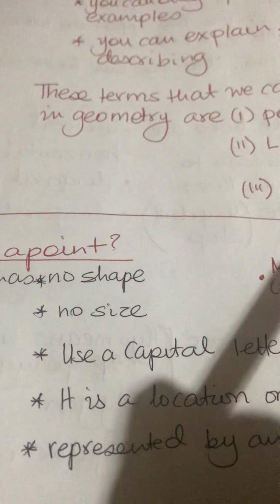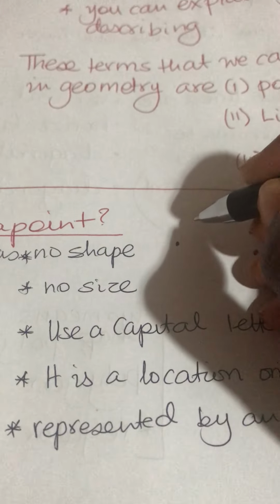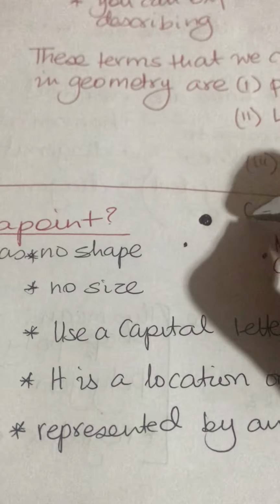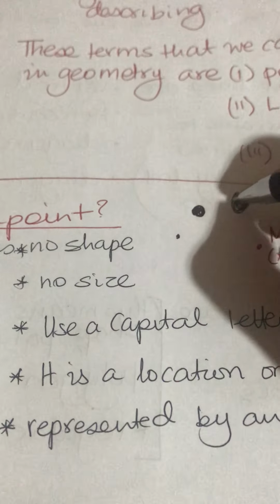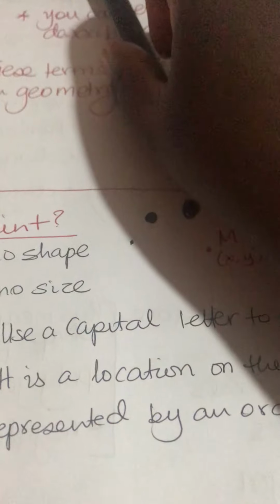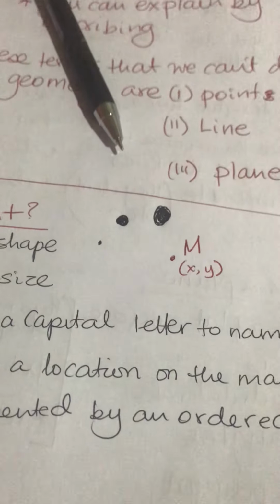A point has no shape. Okay? It has no size. You can draw it small. You can draw it big. Like that. You can draw it bigger. Okay? Now, let's see different points. That's how you want to see. See, this one is a point, the front of my pen.